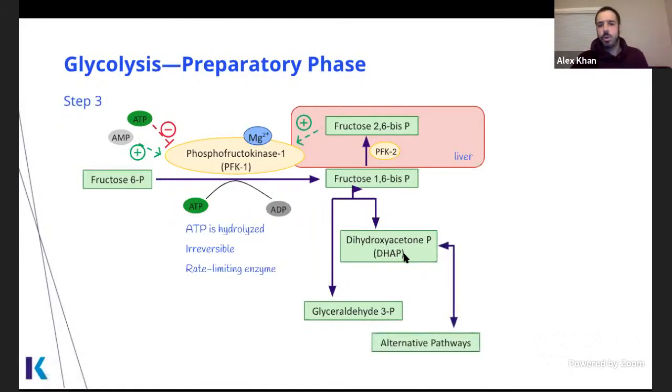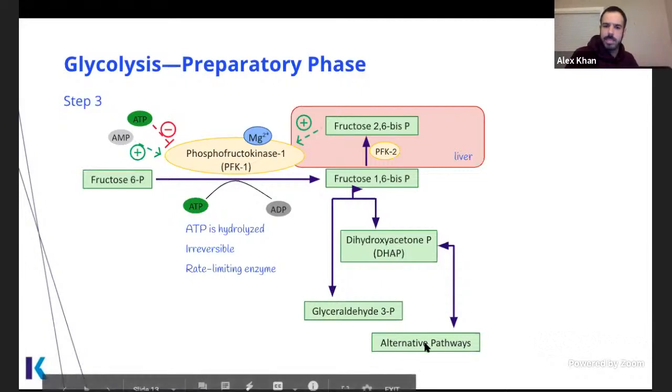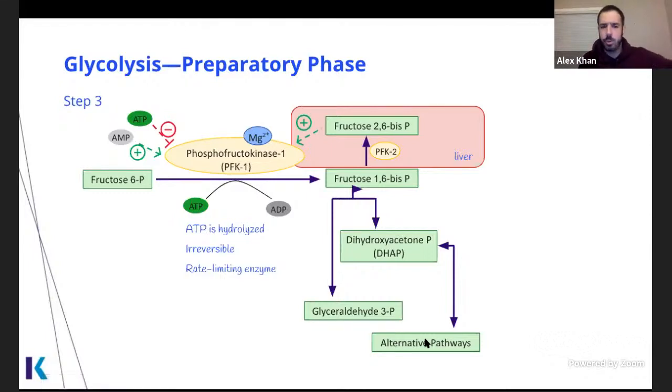Right, now, when we're dealing with DHAP, we have 2 options. Option 1, DHAP is used for other pathways. Here we just say alternative pathways. If you'd like to learn them, you can do that another time. Just in essence, it could be used to make glycerol, and then triglyceride synthesis and so on.